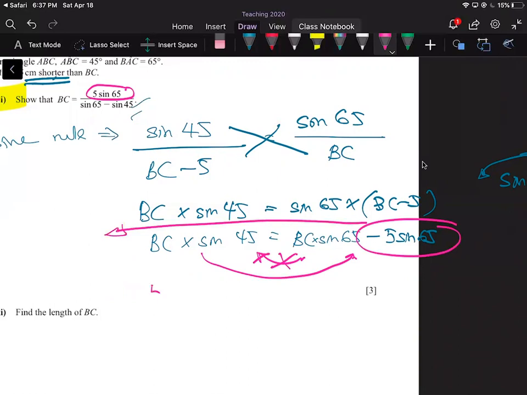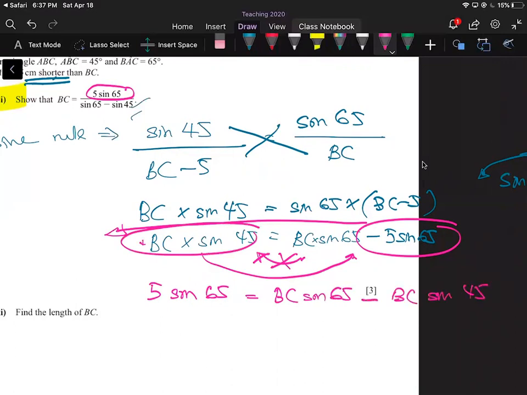So artinya, 5, Ustaz macam kira tukar saja. Because you can move left to right, right to left. Doesn't matter. Okay. So 5 sin 65 is equal to, ini Ustaz pindah. So BC tu stay, jangan confuse. Okay, ini jangan dikacau. Ini yang pindahkan ke sana. Ia positif kan, pindah jadi negatif. So BC sin 45. Okay.